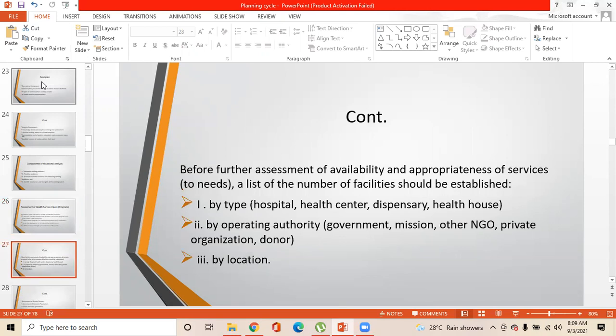Before further assessment of the availability and appropriateness of services to needs, a list of the number of facilities should be established by type, by operating authority, or by location. By type, these are hospital, health center, dispensary, health houses. By operating authority, these can be government, mission, other NGOs, private organization, or donor. And by location.